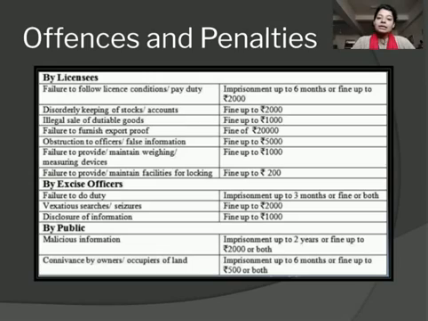The second category is offences done by the excise officer. The first offence is failure to do duty. He is liable for imprisonment up to 3 months or a fine, or both. The second one is vexatious searches. For this, a person is liable for a fine up to 2,000 rupees. For disclosure of information, the person is liable for a fine up to 1,000 rupees. Now by the public, if there is any malicious information, then the person is liable for imprisonment up to 2 years or a fine up to 2,000 rupees, or both.